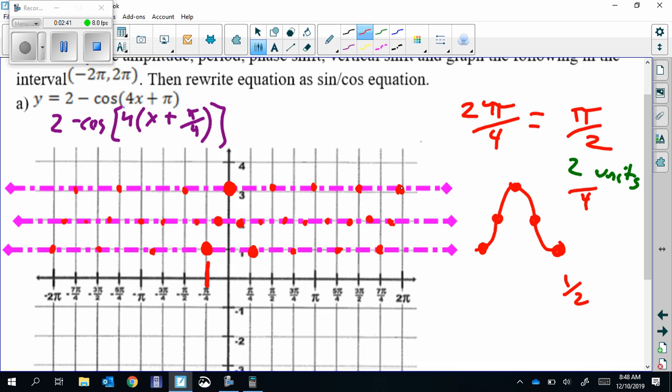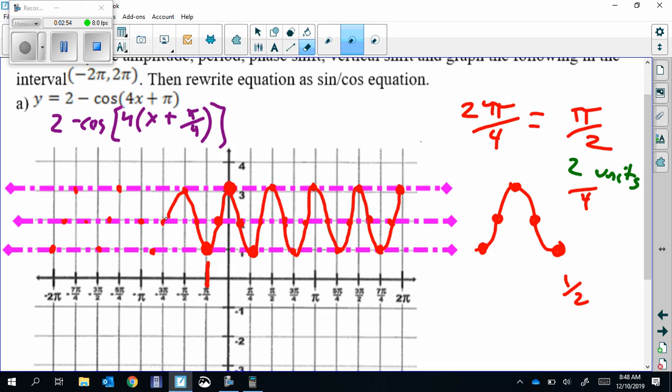And then draw your best curve. Oh no, I messed up. Half.